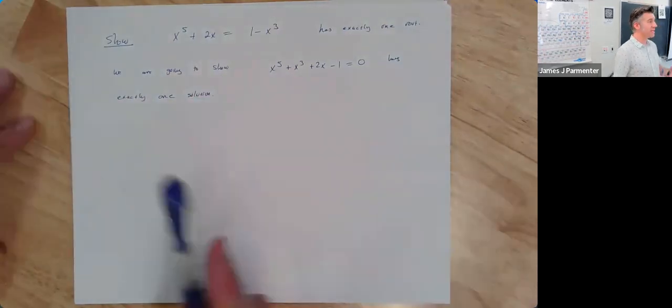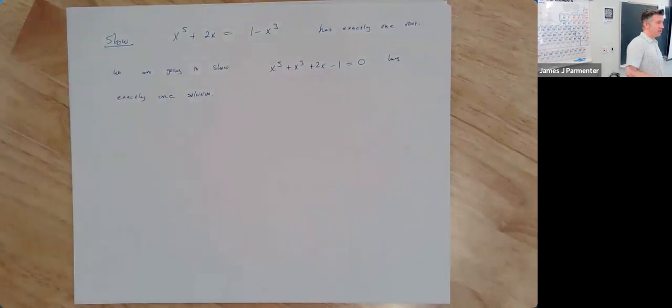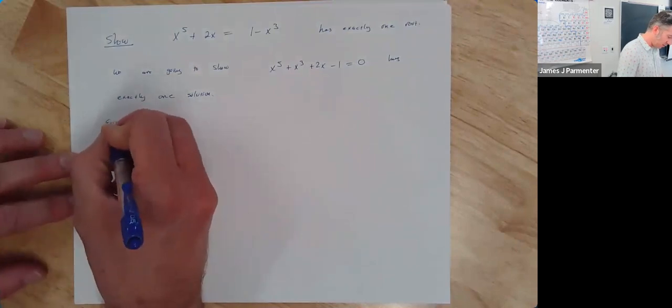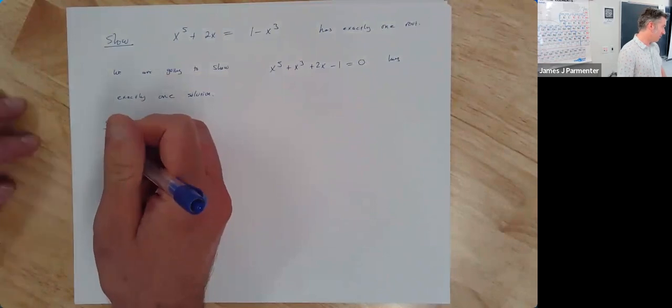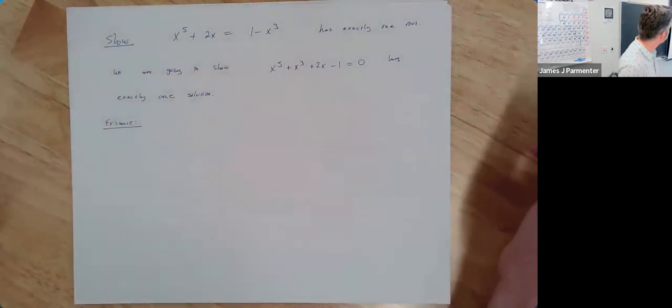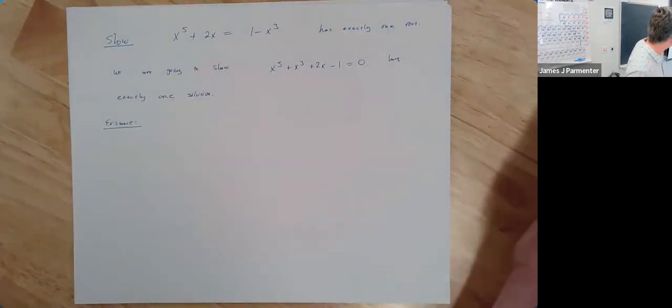So whenever you're trying to show there's exactly one of something, you have to show that there is at least one, called the existence part of the proof, and then that there can't be two, the uniqueness part of the proof. The existence part of this kind of problem typically relies on using the intermediate value theorem.